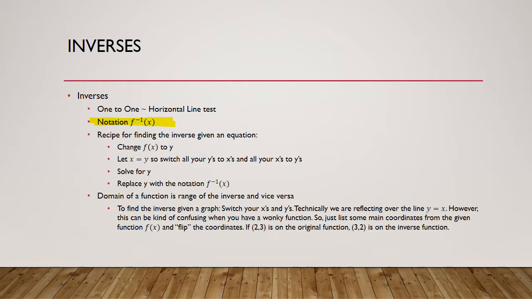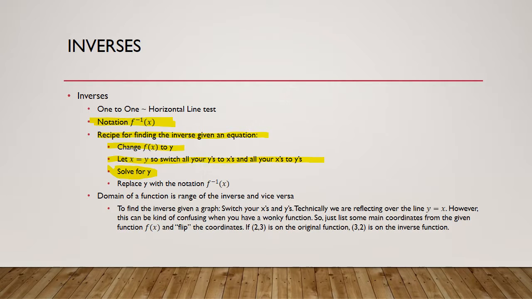So now, how do you find an inverse if you're given an equation? The first 3 of these steps is just changing your notation. The first step is to change from the notation f of x to the notation y, because that's easier to work with. And then, and this is kind of the heart of the problem, we're going to let x equal y. So basically, in your equation, you're going to switch all of your x's to y's and all of your y's to x's, and then solve for y.